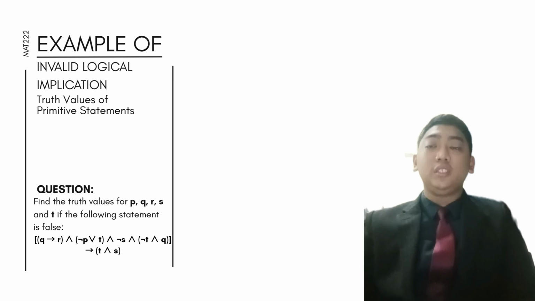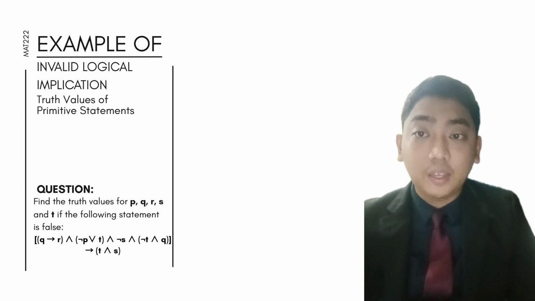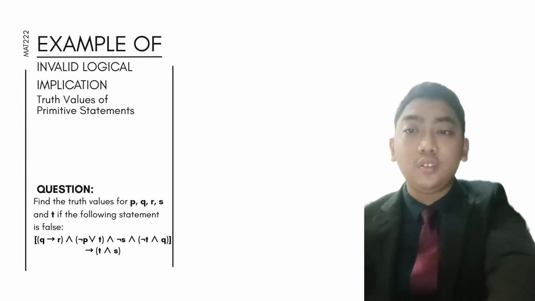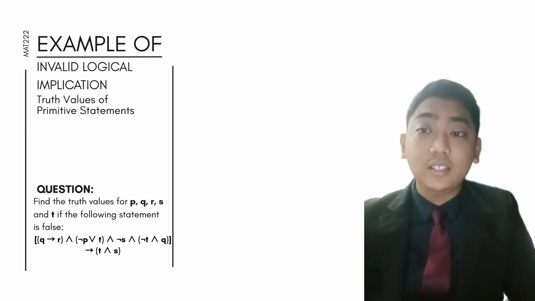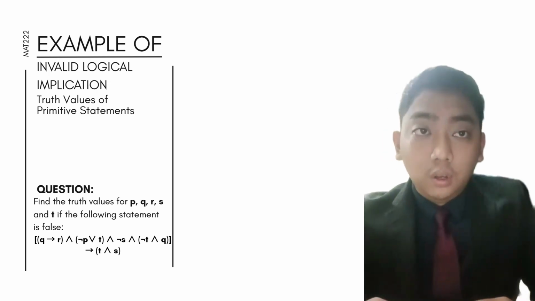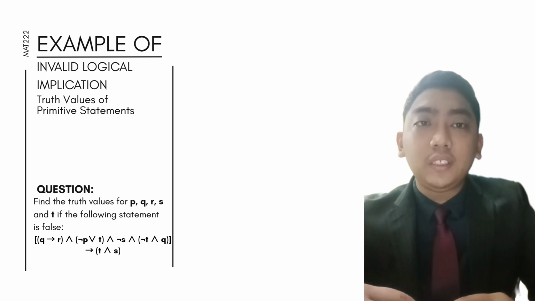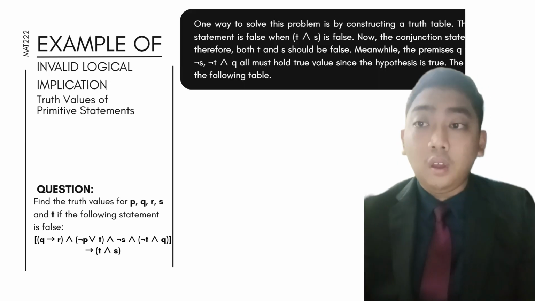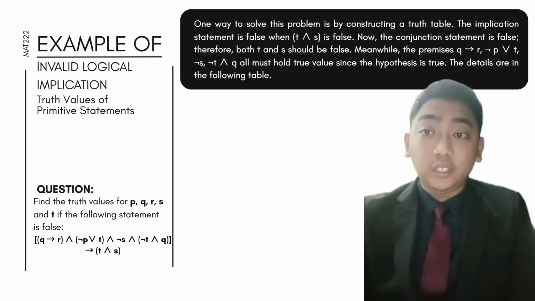Example of invalid logical implication, truth values of primitive statements. Question: find the truth values for P, Q, R, S, and T if the following statement is false. The statement is: open bracket, the quantity Q implies R, and the quantity not P or T, and not S, and the quantity not T and Q, close bracket, implies the quantity T and S. One way to solve this problem is by constructing a truth table.